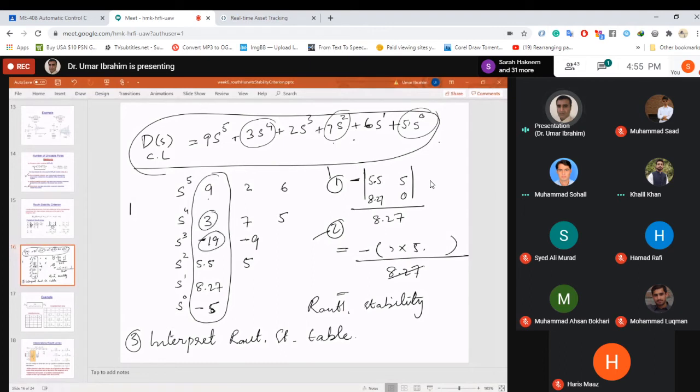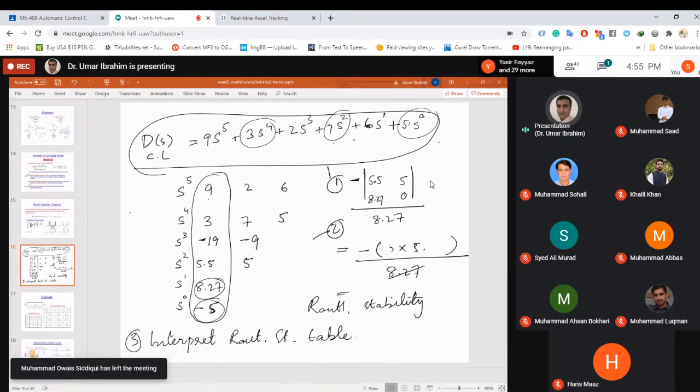Clear? Yes, sir. If I move from 5.5 to 8.27, no sign change because both are positive. If I move from 8.27 to -5, there is another sign change. So 3 sign changes. Question, how many sign changes are there in the first column of the Routh stability table values? 3 sign changes. Now I'm going to answer your stability question.